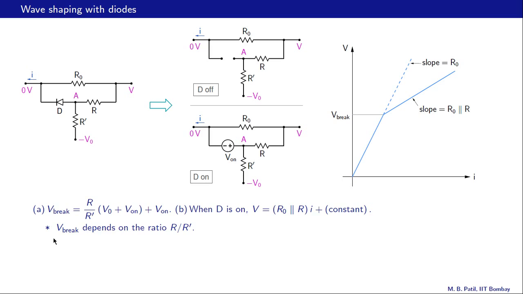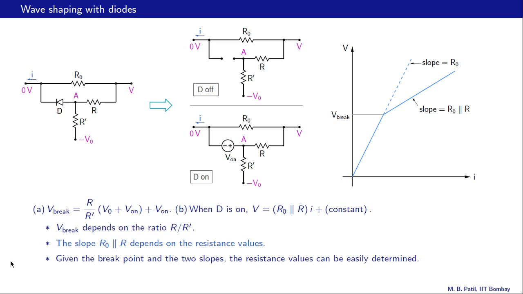And note that V break depends only on the ratio R by R prime and not on the actual values of R and R prime, whereas the slope R0 parallel R does depend on the actual resistance values. And therefore, given the breakpoint and the two slopes, the resistance values can be easily determined. And that is why this circuit is very attractive.